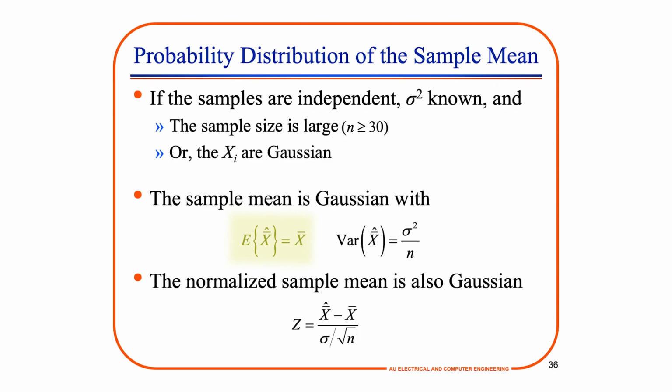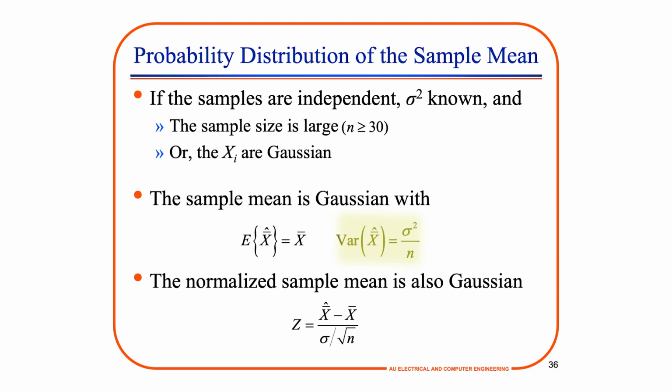If the samples are independent and sigma is known, and the sample size is large, or the xi are Gaussian, then if you've got a whole bunch of samples, or the samples are guaranteed to have a Gaussian distribution in their statistics, the mean of the samples is the true mean, and the variance of the sample mean is just sigma squared over n. That's non-destructive testing. I hope you can appreciate this.